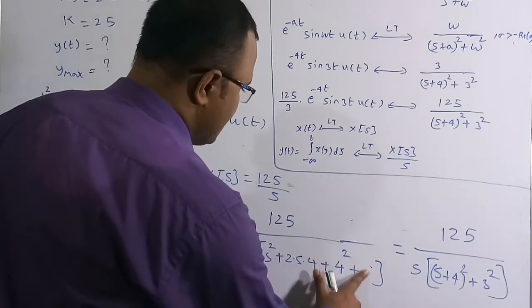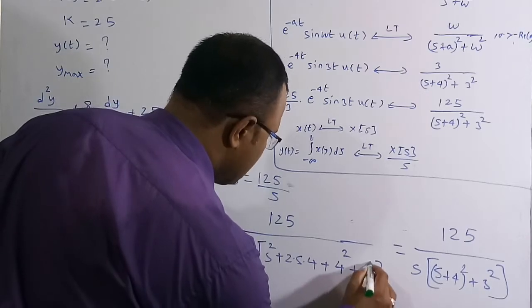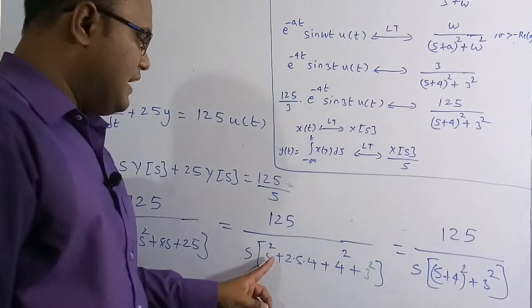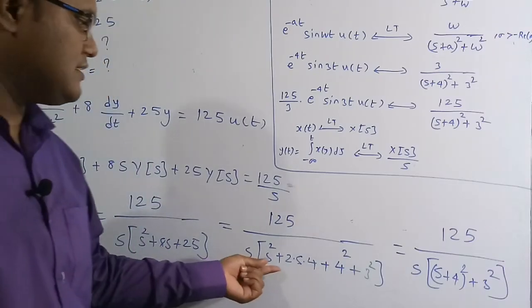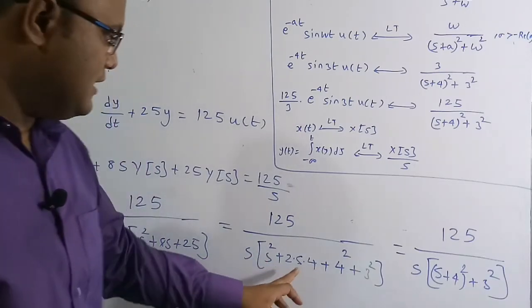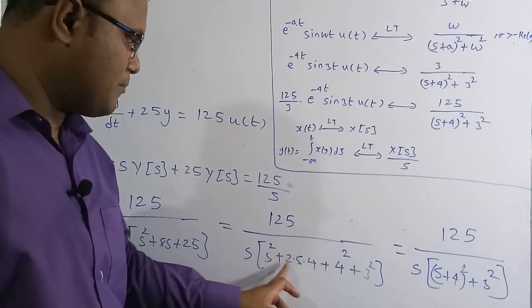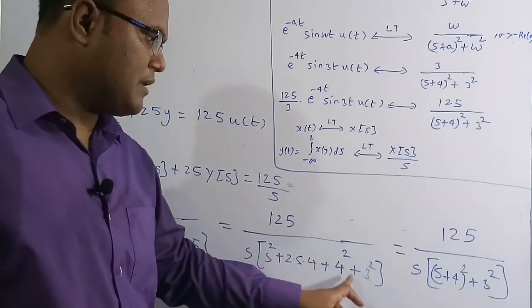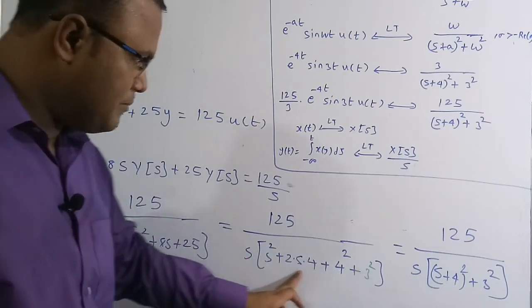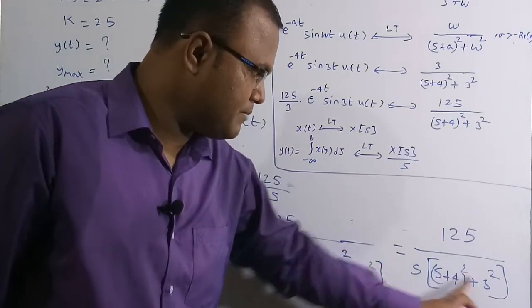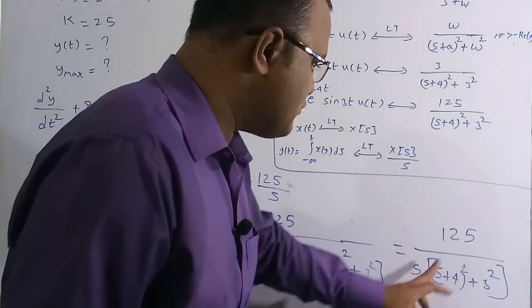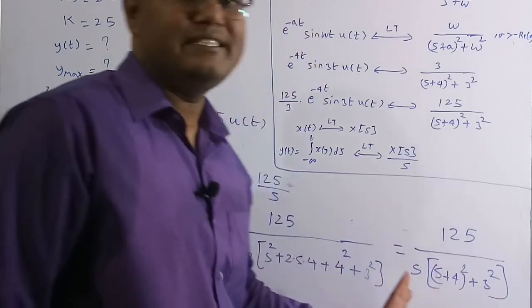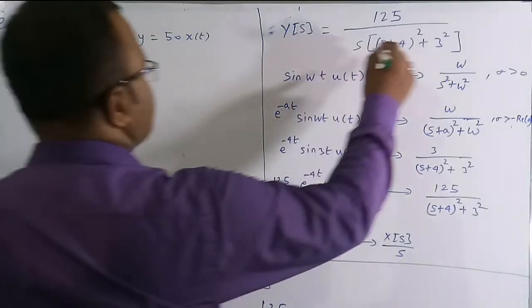So simply what I am trying to do is, I am going to do it in this manner also. Therefore this is nothing but s square plus 2s into 4 plus 4 square. It is nothing but a plus b whole square, where a is s and b is 4. So s square plus 2 into s into 4 plus 4 square plus 3 square, this total will become s plus 4 whole square plus 3 square. Finally y of s is nothing but 125 by s into s plus 4 whole square plus 3 square. So this is the y of s.